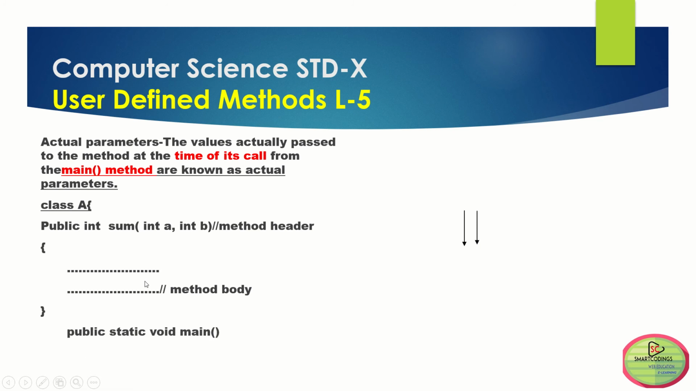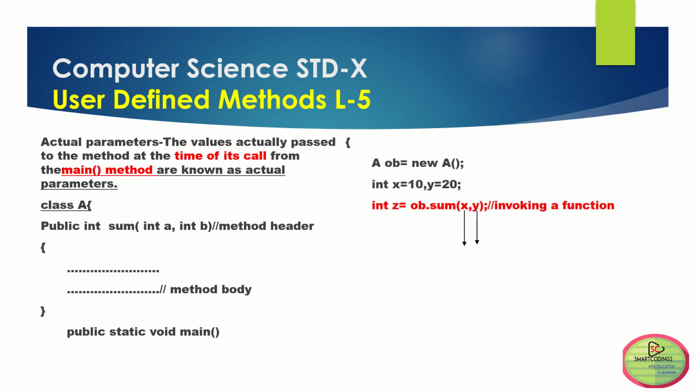Now, what is happening from the main method? I'm creating an object of class A. What is the object name, students? ob. See, A ob = new A(). ob is created, an object of class A. Then, using this object, I'm passing this x and y as actual parameters to the formal parameters. This is the way to call or invoke a method using an object, because sum is a non-static method. I have repeatedly said that if any method is non-static, it must be called with the help of an object.